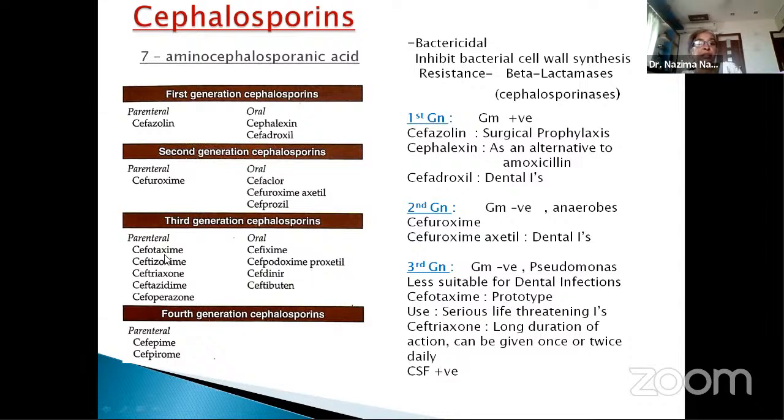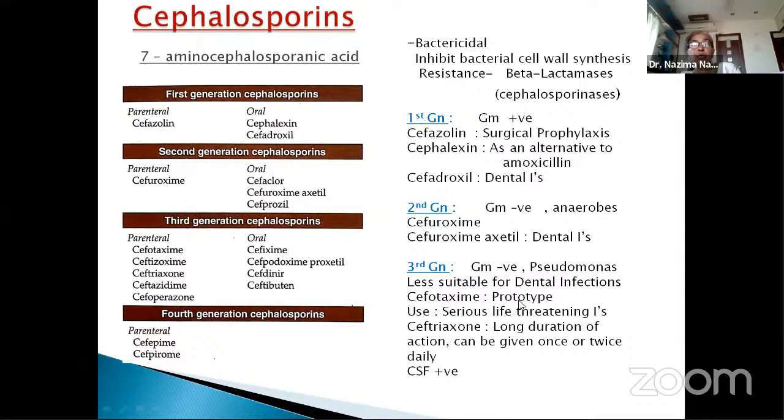Then coming to the third generation cephalosporins. There are many drugs, parenteral as well as oral ones. They mainly act on the gram-negative organisms and also on the Pseudomonas group of organisms. Now these third generation cephalosporins are less suitable for dental infections as such. They are not used in dental infections. Still, you should know about these drugs.